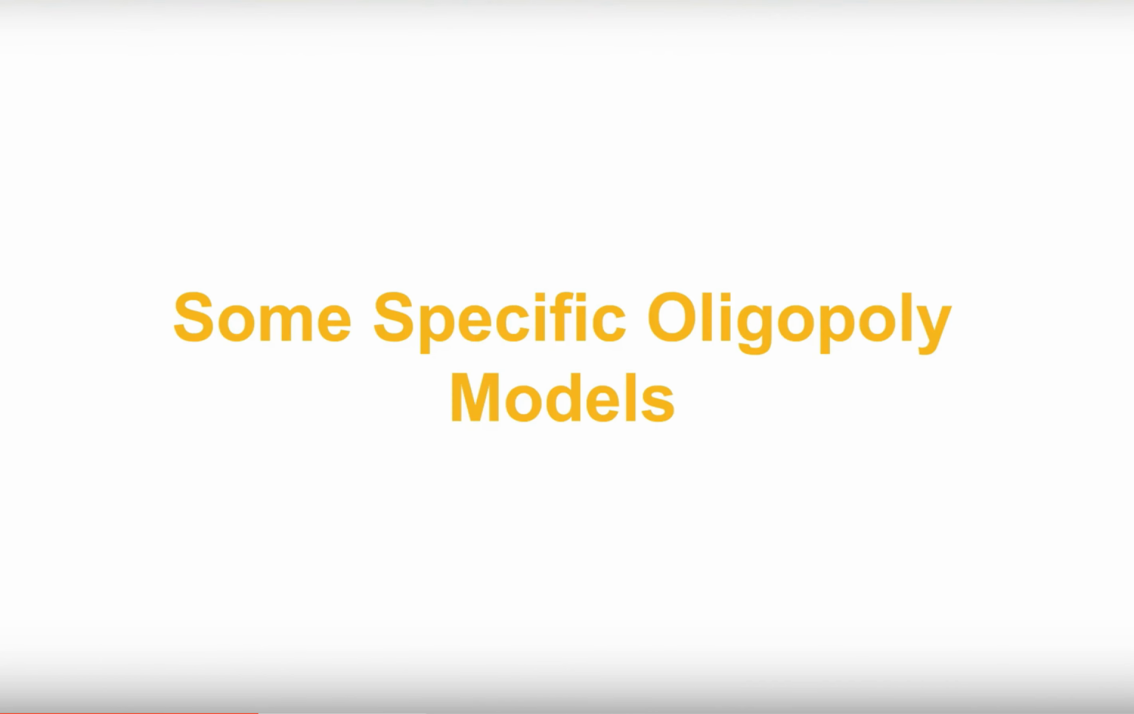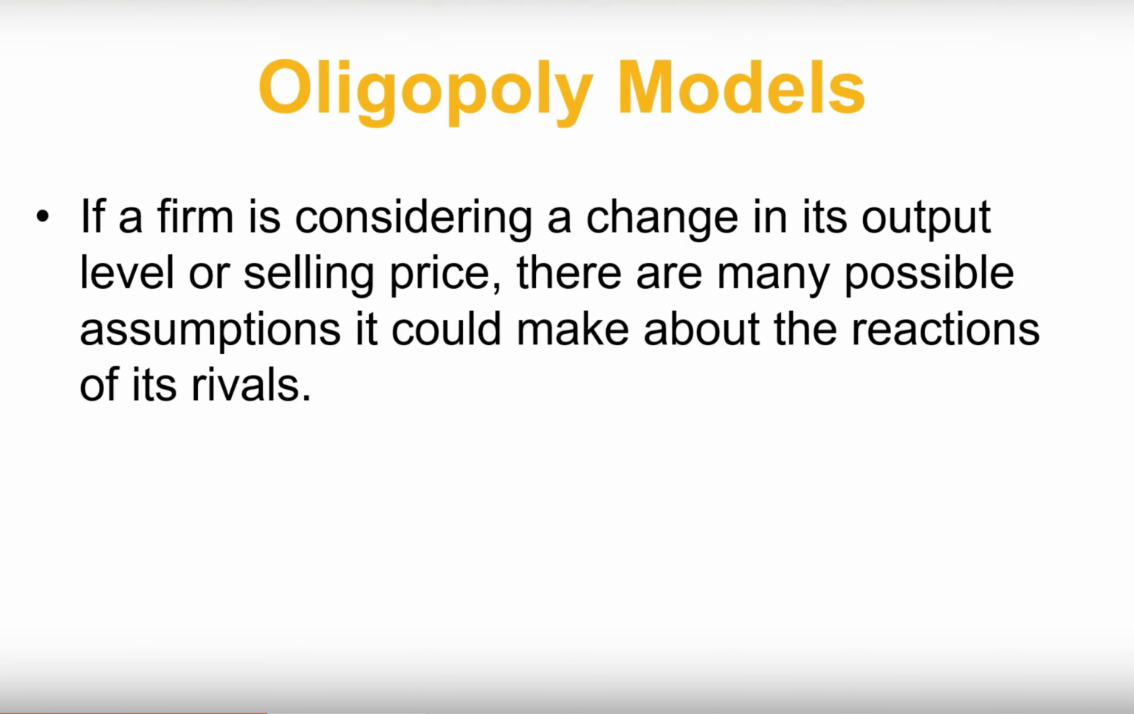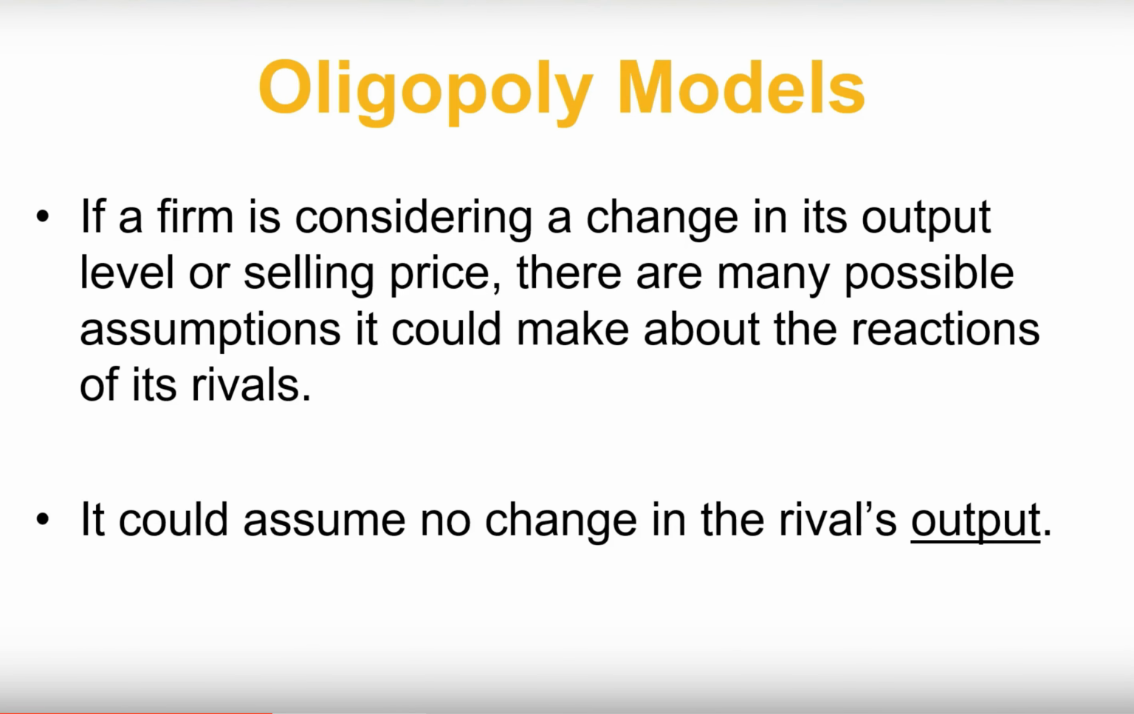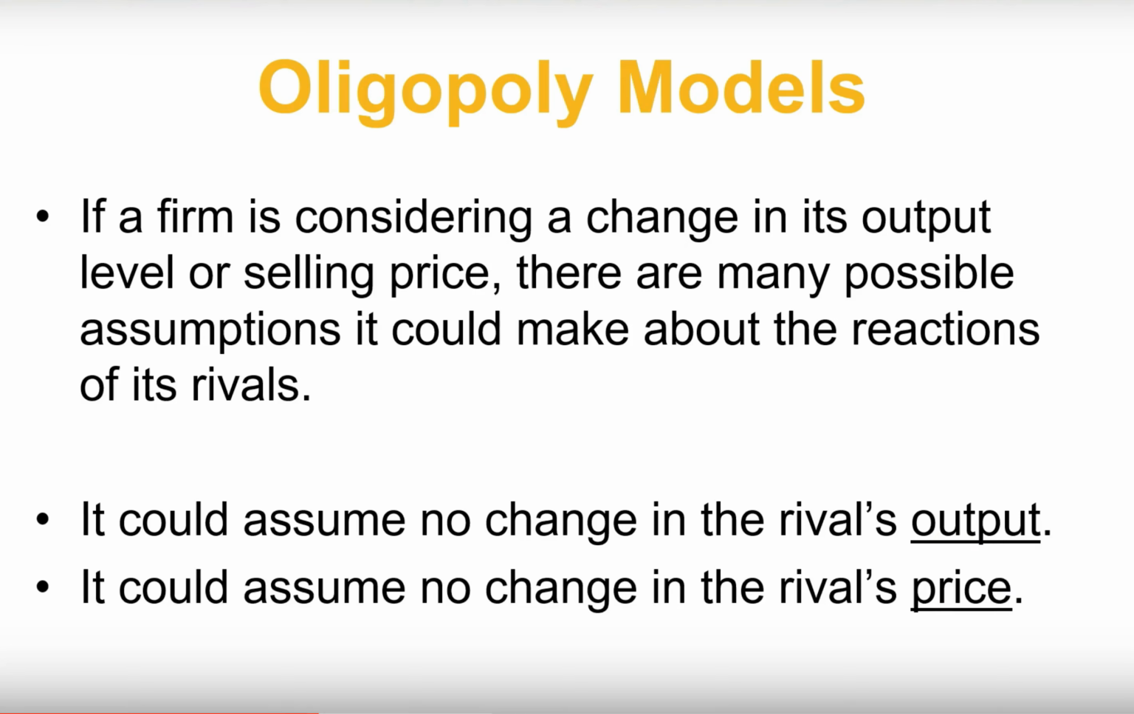Now, let's talk about a specific model of oligopoly, and this is called the Sweezy, or kinked demand curve. In this case, we're going to make some assumptions. If a firm is considering a change in output or selling price, there are many possible reactions that can happen. There are two possible options. One, you could assume no change to rivals' output. In other words, your rival is not going to respond to your moves, or they will respond to your moves.